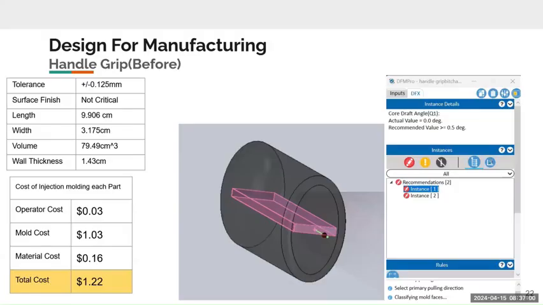Next we have the handle grip. Right away, the original handle grip has a wall thickness of around 1.5 centimeters, so it's pretty thick. Then we have our typical slot that the metal part of the camera can slide into. Here this is costing around $1.22 with injection molding, which we picked. On the right, we have our DfM Pro analysis, and it gave us a couple of recommendations. One was the angle of the slot we had, and the other was wanting uniformity of the thickness.